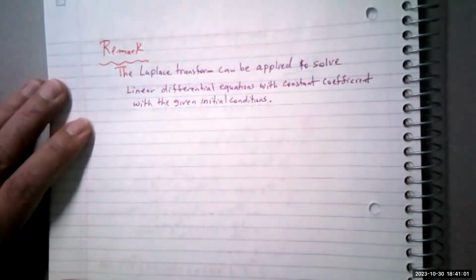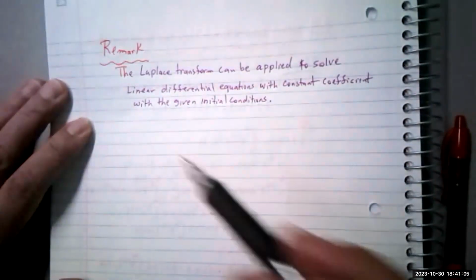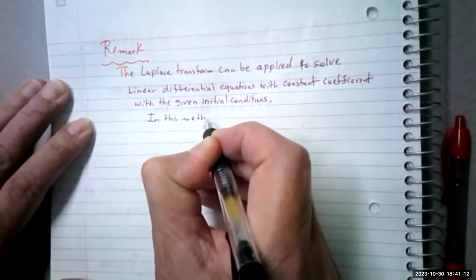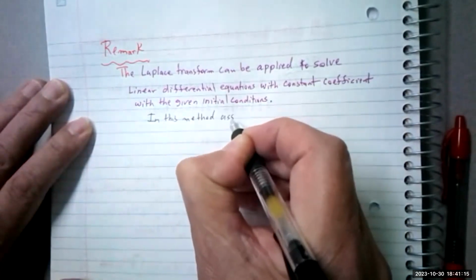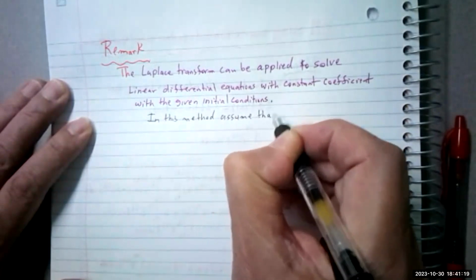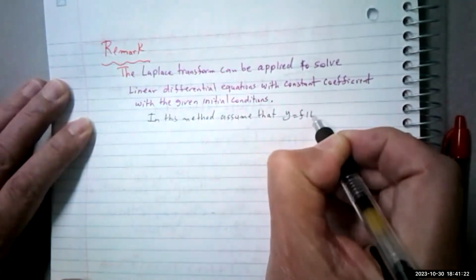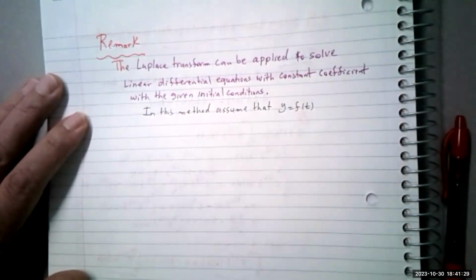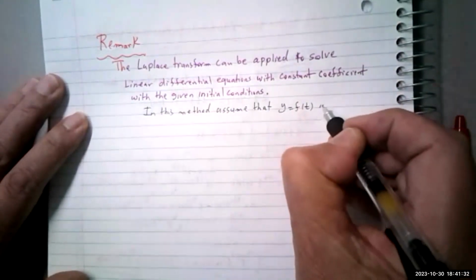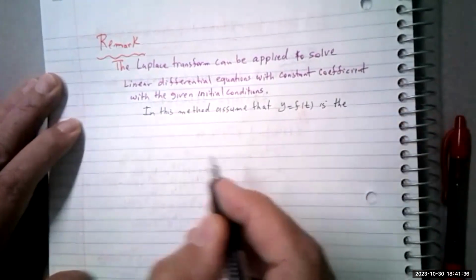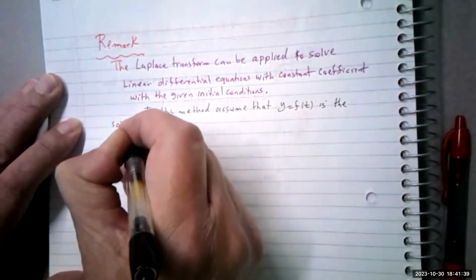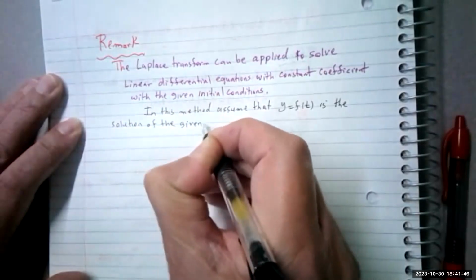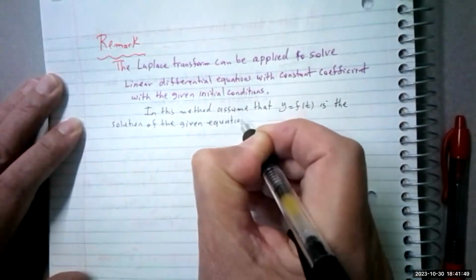Now, what we are going to do in this method, assume that y equal to f of t. I change it. Some people don't change it, they start with y prime, y double prime. It's not a good intention. So in this method, assume that y equal to f of t is a particular solution of the given equation. Okay, that's it.